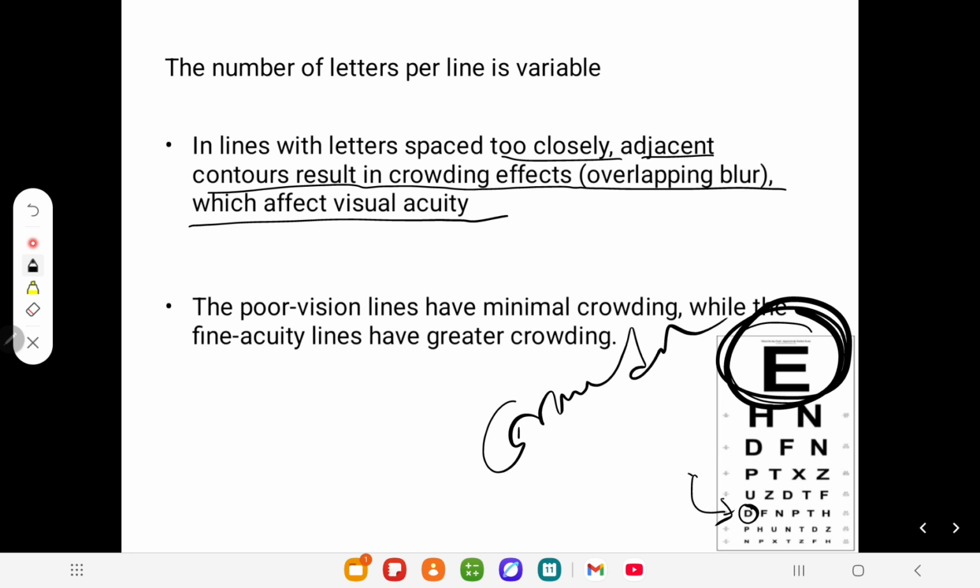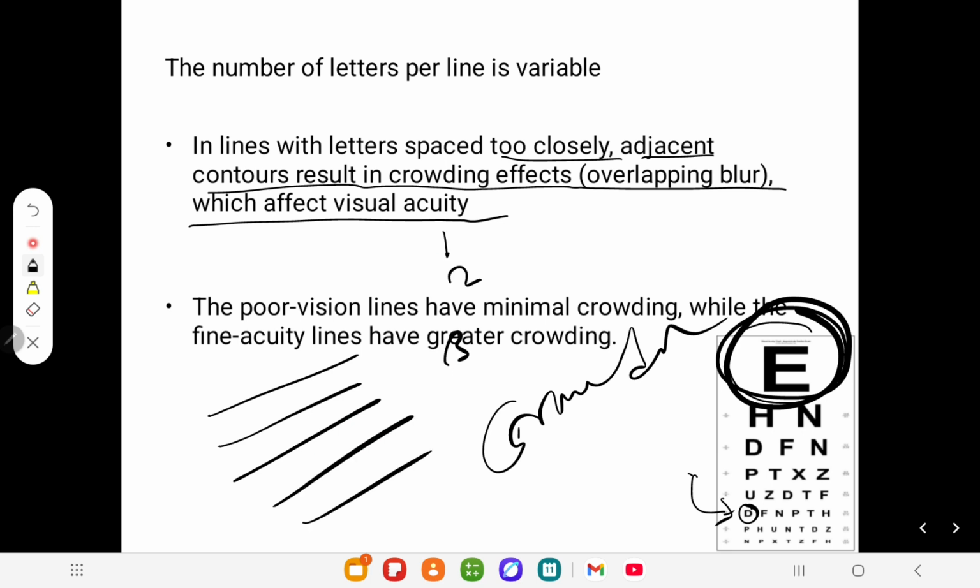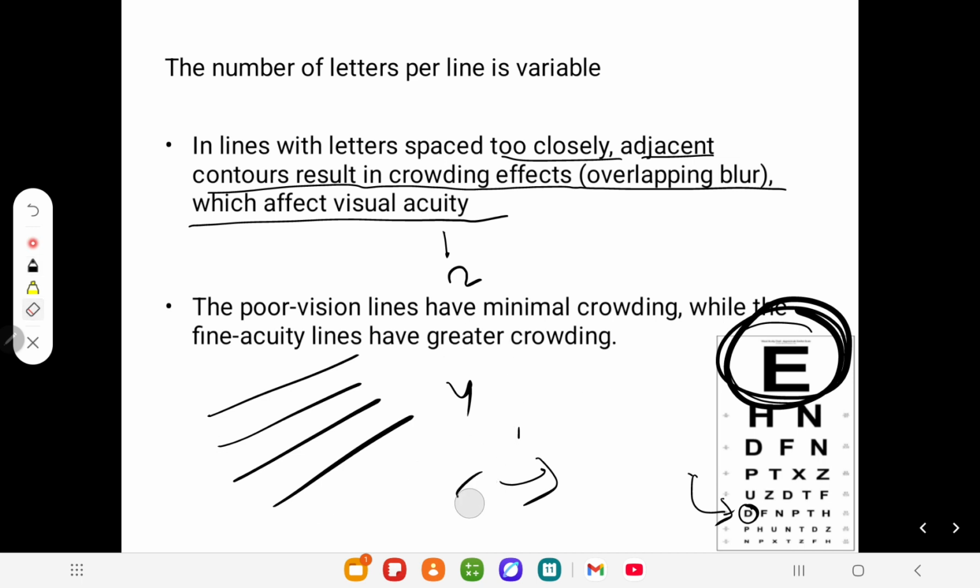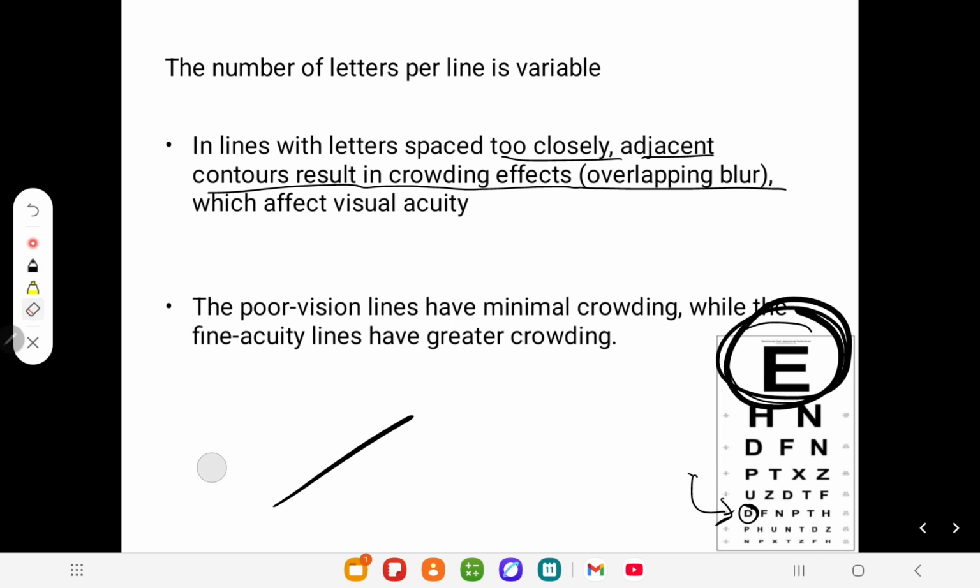In the case of ETDRS, there are always five letters, five letters, five letters, five letters. But in the case of Snellen, one, two, three, four increases and increases. Every increasing letter has an increasing crowding phenomenon. So that's quite a difficult thing. Okay, fine. So that's a very important thing. As you move from up to down, the number of letters increases, and as the number of letters increases, the crowding phenomenon increases, and it is more difficult to recognize things. That's the very good point you have to understand. But in ETDRS, there is equal crowding in every row.